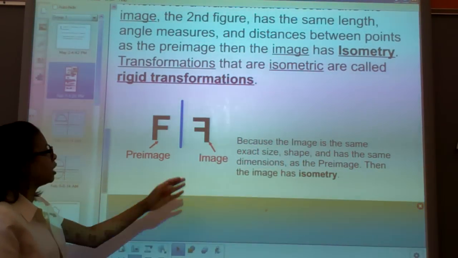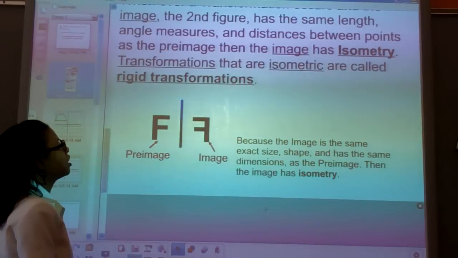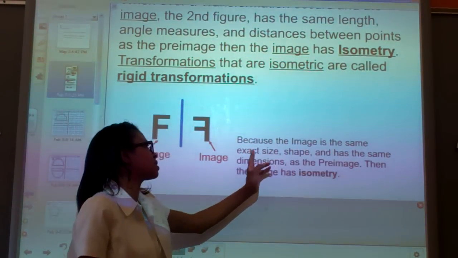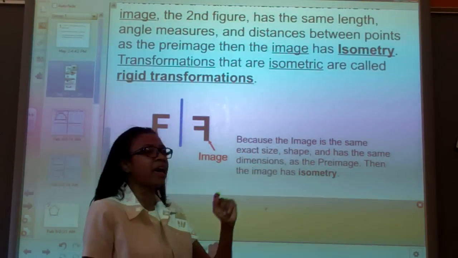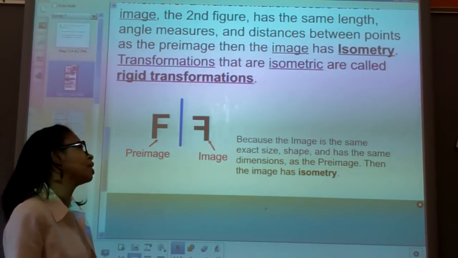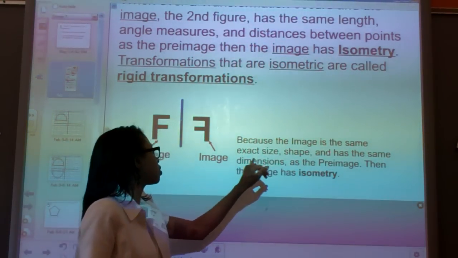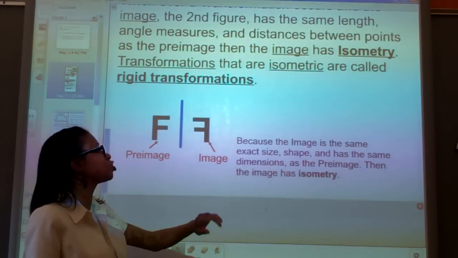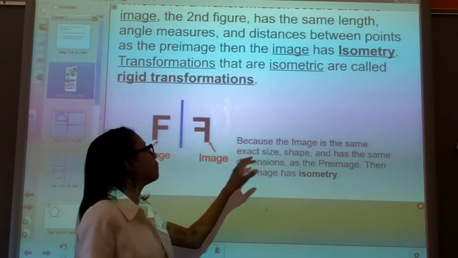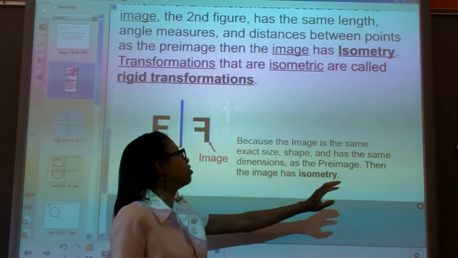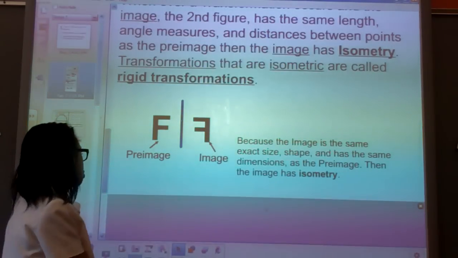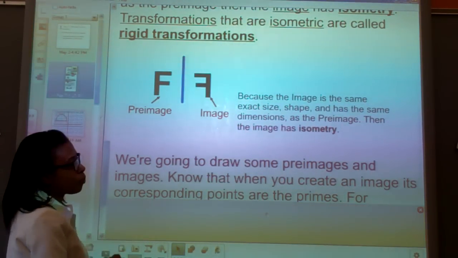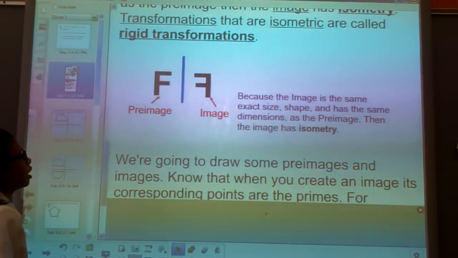All right. Again, the pre-image was on the left when we did this reflection. The image is on the right. Because the image is exactly the same size, the same shape, and has the same dimensions as the pre-image, so the image has the same height, depth, length, shape, size, and angle measures as the pre-image, then the image has isometry. Okay? We're going to look at a few pre-images and draw some images.